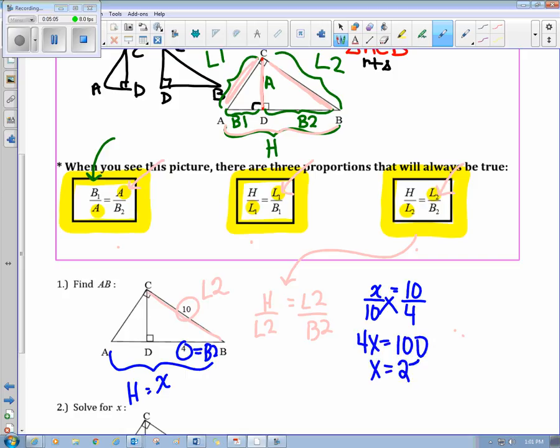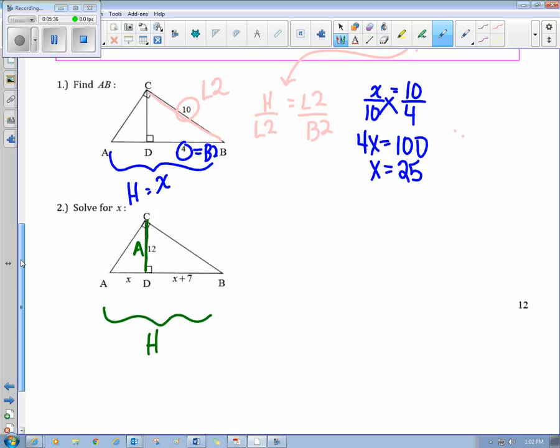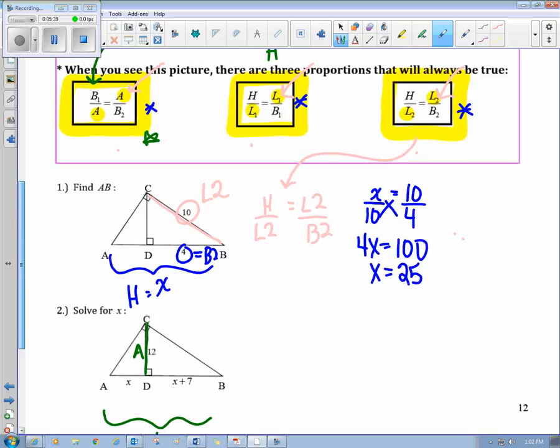So x equals 25. When you're doing this, having these formulas memorized is essential to being able to set up your proportion and go through and solve. So for question number 2, again, I know that the whole bottom part is my hypotenuse. There's 3 sides that come up off the hypotenuse. This one that's being used is the altitude. As I check my formulas up above, the formula that uses the altitude is this one.